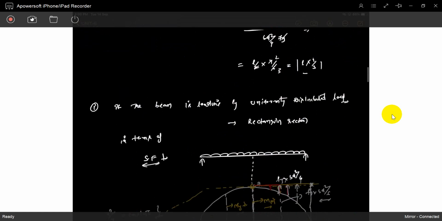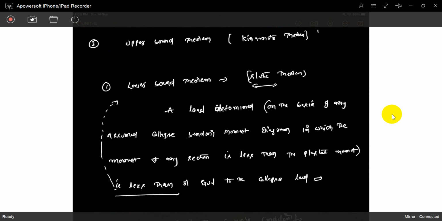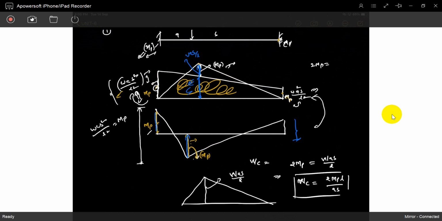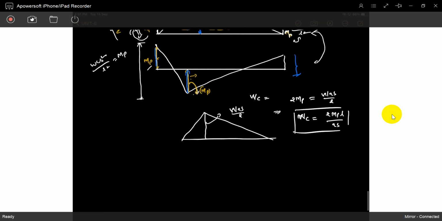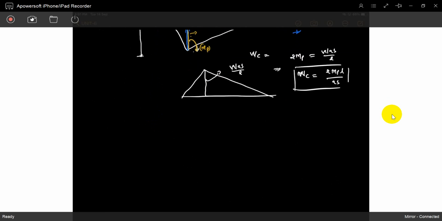So if you see the static analysis theorem, a load determined on the basis of any assumed collapse bending moment diagram, in which the moment at any section is less than the plastic moment. So it requires a bending moment diagram. Only if you know the bending moment diagram can you find the collapse load. Understood? But in kinematic analysis, there is no need of any bending moment diagrams. Can I show you? Same thing, just see it.